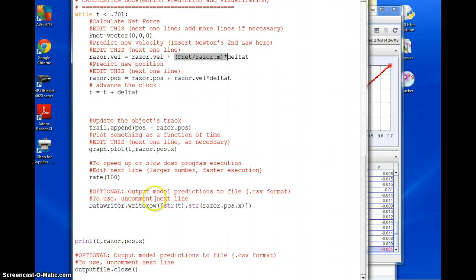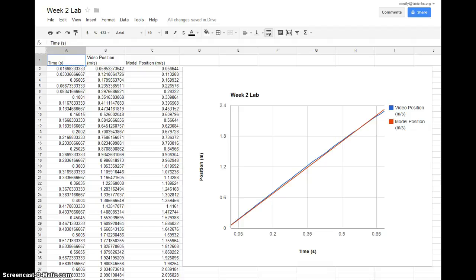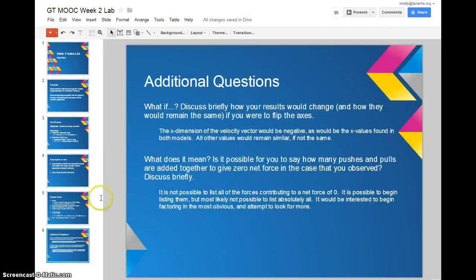And then in conclusion, we did find it to be true. What if the results changed simply the x-axis? If flipped, we would have a negative velocity. We would have a negative distance accomplished.